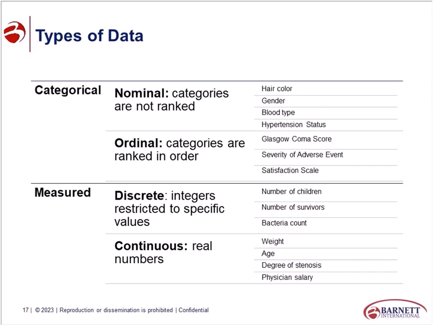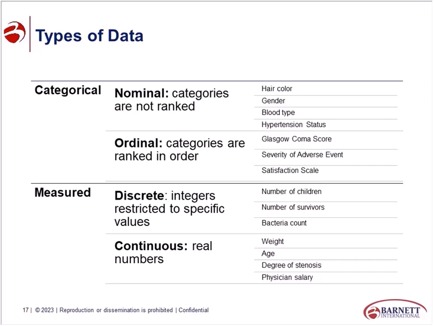Okay. So for example, the 4 types we're interested in. Nominal is from the Latin word for name, in name only. The categories are not ranked, they're interchangeable. Hair color, gender, blood type, hypertension status. There's no ranking, there's no ordering.